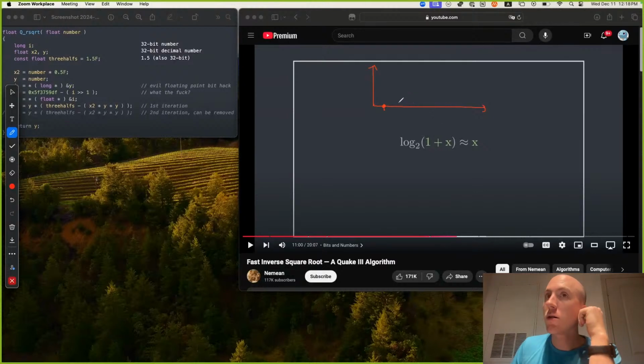So log base 2 of 1 is 0. Log base 2 of 2 is 1. Log base 2 of 4 is 2. So we're growing exponentially slowly here. 8. It's just a line.